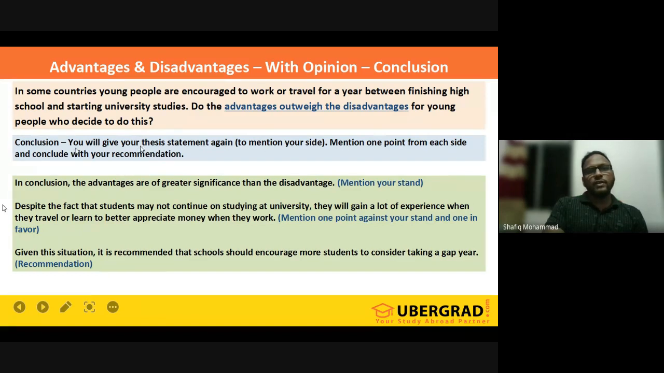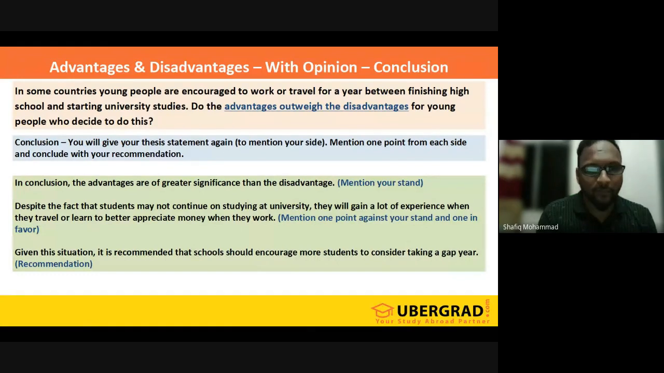You will give your thesis statement again to mention your side. So in the conclusion, you will be strong on your side. You're supporting, for example, advantages here, right? So that you'll be strong on your point. So mention one point for each side and conclude your recommendation. But you should always take a side if they're asking like this. Okay, don't be half and half. Don't give the same explanation. Just take a side if he's asking you to take a side.